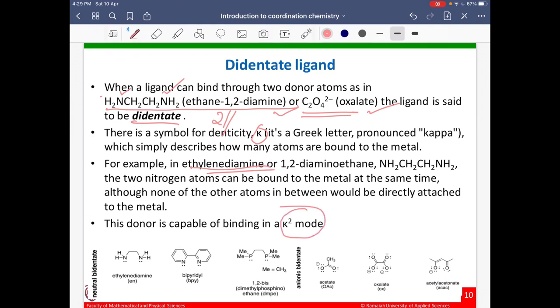There are different types of bidentate or didentate ligands. They can be neutral or anionic. Examples of neutral ones are ethylene diamine, bipyridyl, or 1,2-bis(dimethylphosphino)ethane. Among anionic bidentate ligands, acetate, oxalate, and acetylacetonate are examples.